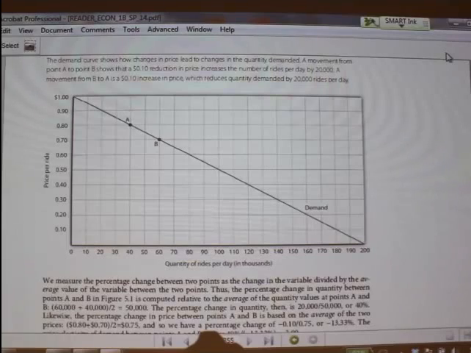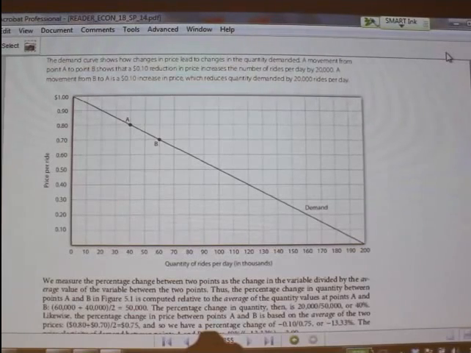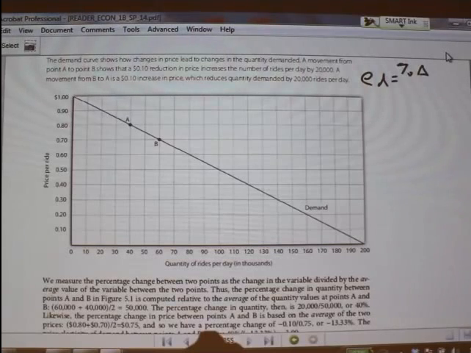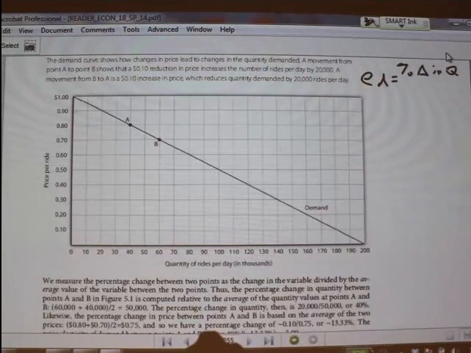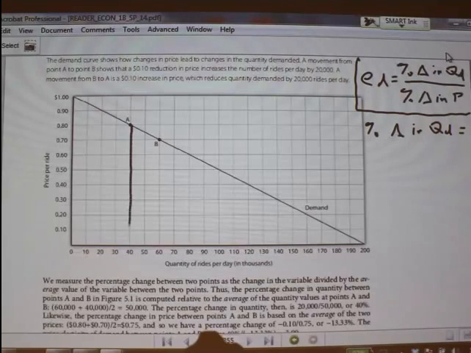Okay, so we want to calculate the price elasticity of demand between points A and B. So remember, the general formula for price elasticity of demand is percentage change in quantity demanded over percentage change in price. So we need to now calculate percentage change in quantity demanded. So remember, this is the general formula, but now we need to calculate the numerator. What's the percentage change in quantity demanded? Well, we see at point A, quantity demanded is 40. At point B, it's 60.